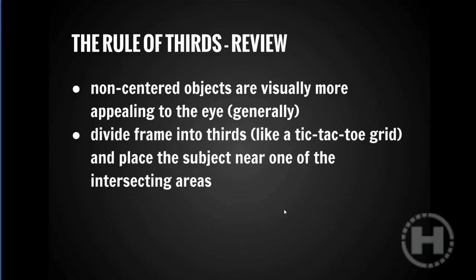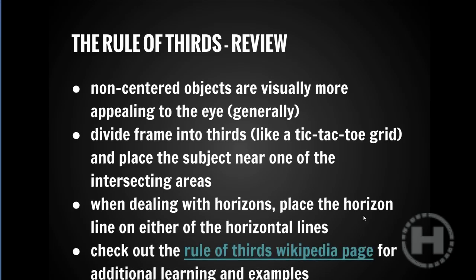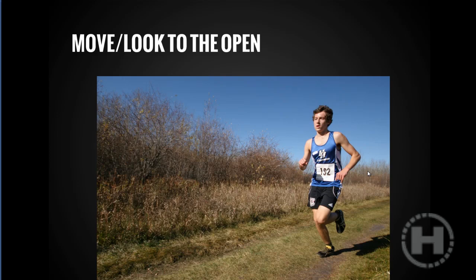So you divide the frame into thirds, kind of like a tic-tac-toe grid, and place the subject near one of the intersecting areas, or on the vertical and horizontal lines. So here, when you're dealing with horizons, place the horizon line on either of the horizontal lines. And for further learning, you can check out the rule of thirds Wikipedia page. It is quite good and has lots of examples and links for you.